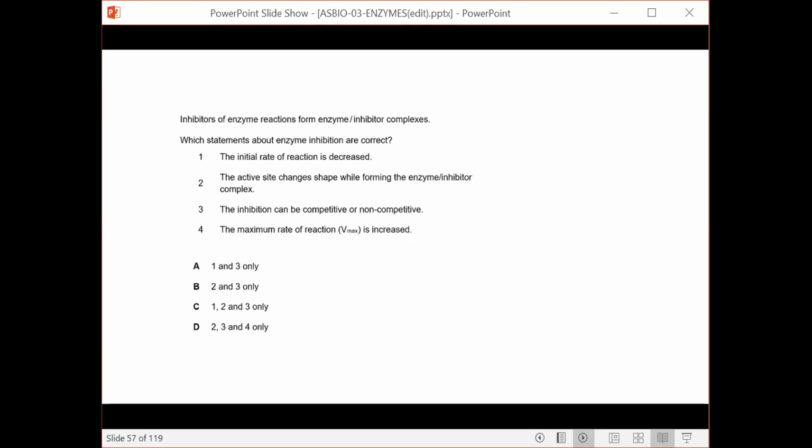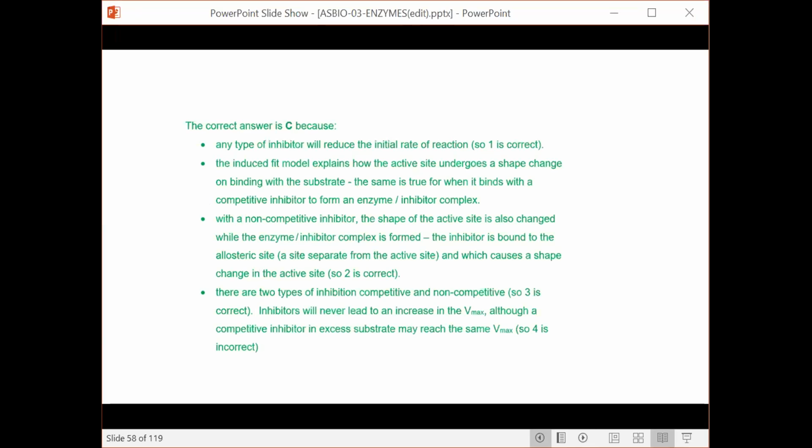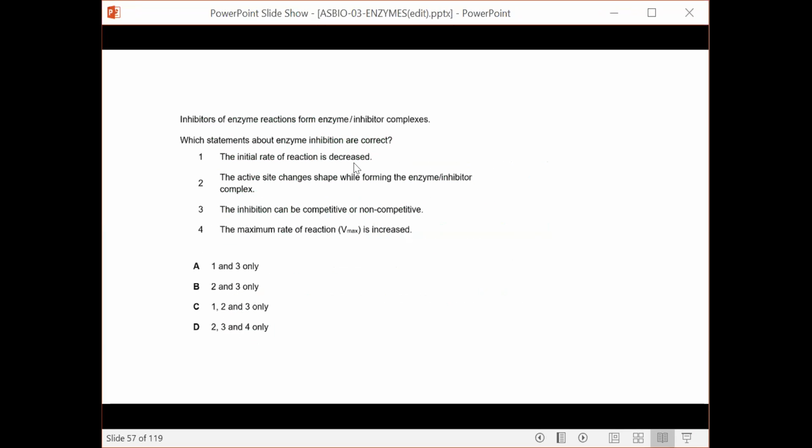So let's see. Is it 1, 2, 3, 4? Is it 2, 3, 4? Is it 1, 2, 3? C. When you're going for 1, 2, 3. So it is C. Good. Okay. So initial rate of reaction, active site changes, inhibition can be this.